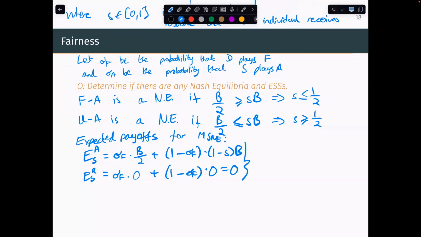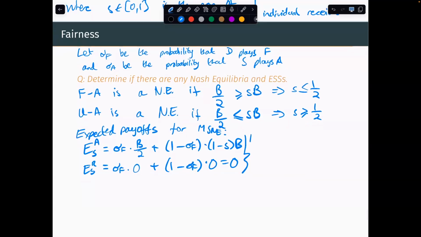So remember, for a mixed strategy Nash equilibrium, we want to choose a value of sigma F, a probability of giving a fair share, that means that our subordinate individual is indifferent to changing its strategy. So we need these two things to be equal. That implies that sigma F times by B over 2 plus 1 minus sigma F times by 1 minus S times by B has to equal 0. These B's actually cancel out, it doesn't matter what the value of B is here.